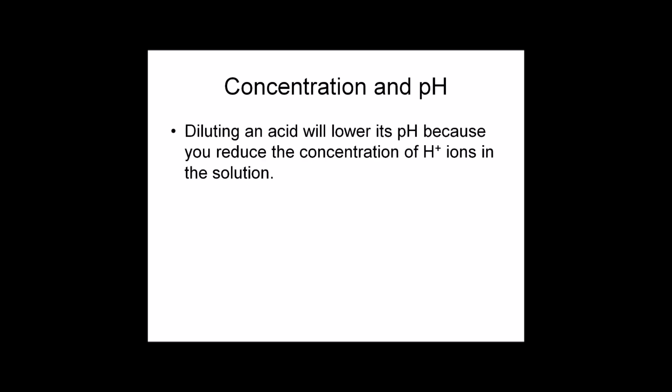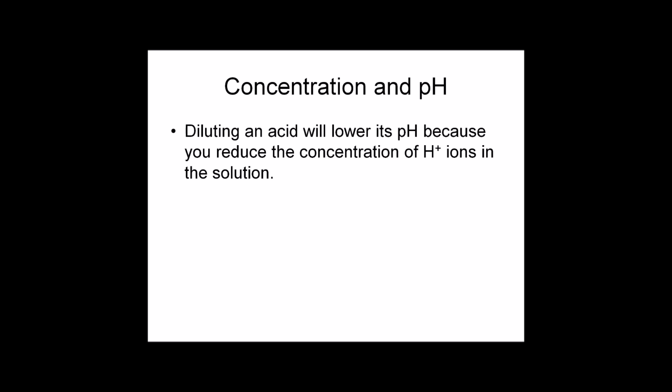Okay, now we're going to look at concentration and pH in a bit more detail, what these things mean. So diluting an acid will raise its pH because you reduce the concentration of hydrogen ions in the solution. That makes sense, doesn't it? If I give you a bottle of acid and you dilute it, you reduce the concentration of hydrogen ions in that solution, so you will change the pH of that solution.